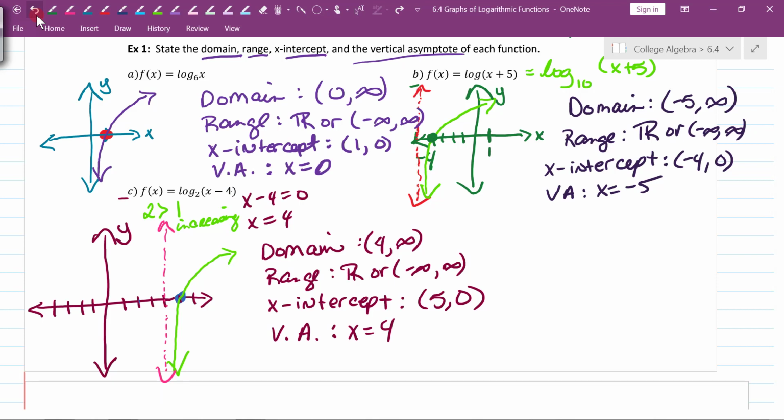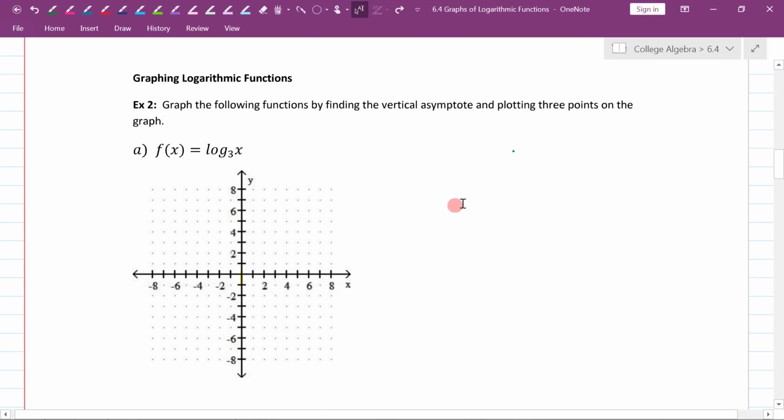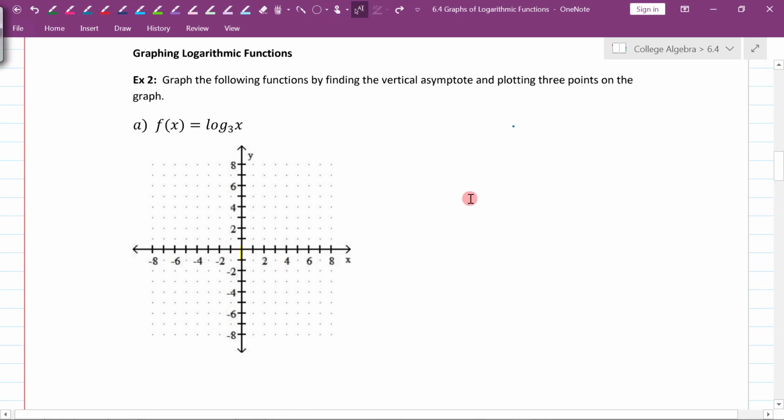Alrighty, I hope that this is making good sense to you and that you're understanding this well. Now we're going to be graphing logarithmic functions. Next, I should have let you do that last problem on your own and given you an opportunity to work that. Sorry that I didn't. I'll give you a couple of opportunities in this lecture.